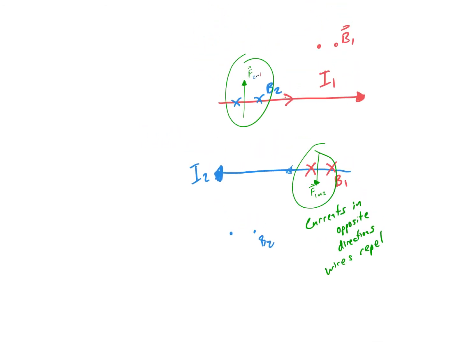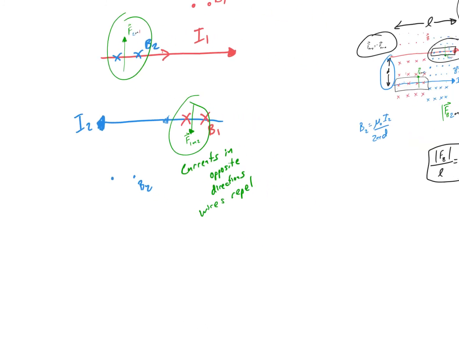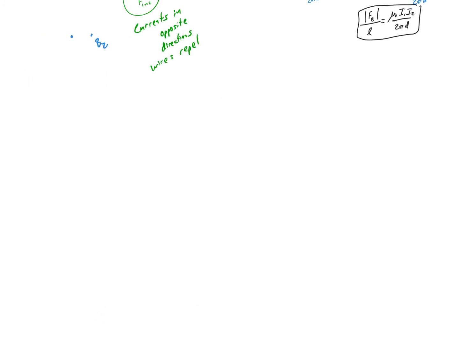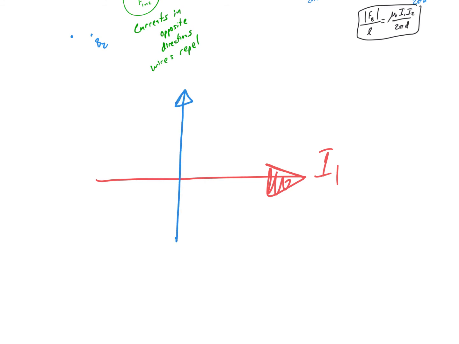Let's do one more. We've got the two different versions of parallel. Now let's consider perpendicular. What if current 1 is to the right like so, and current 2 is up like so?